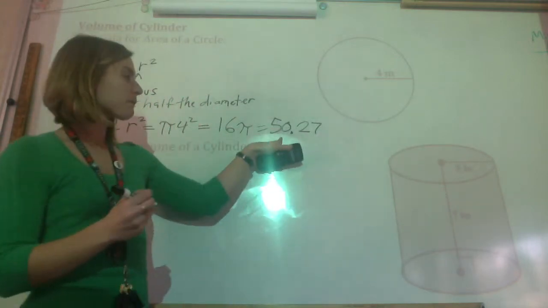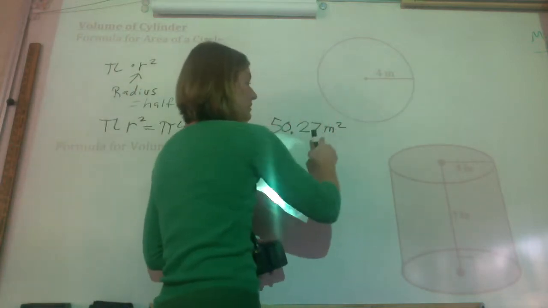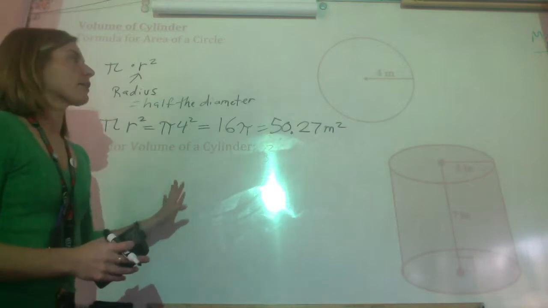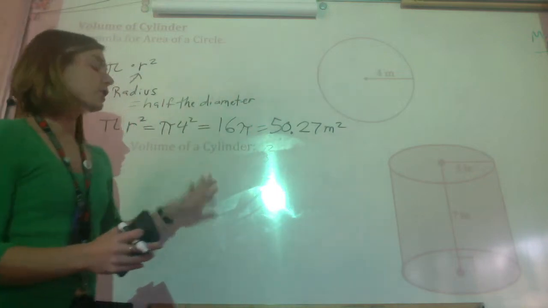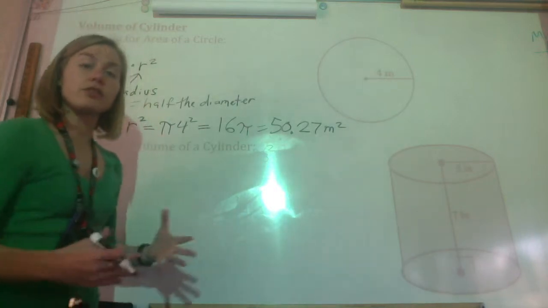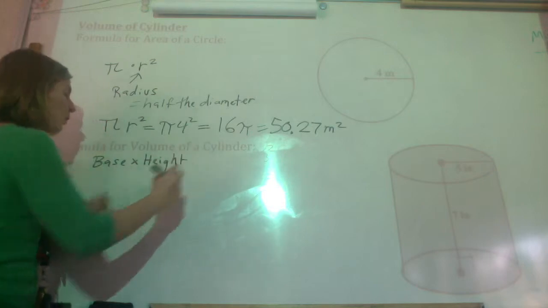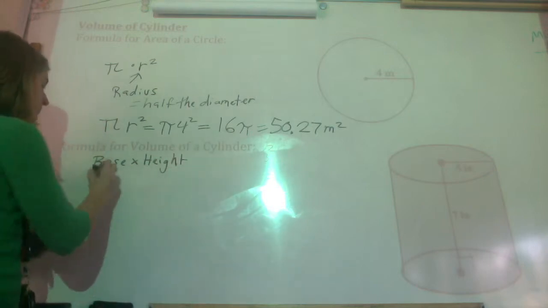And I got that it's about 50.27, and so it's meters squared because this is area. Now that we remember how to find the area of a circle, let's actually look at how to find the volume of a cylinder. So for volume of a cylinder, it's going to be your base times your height, whereas your base is that area of the circle.